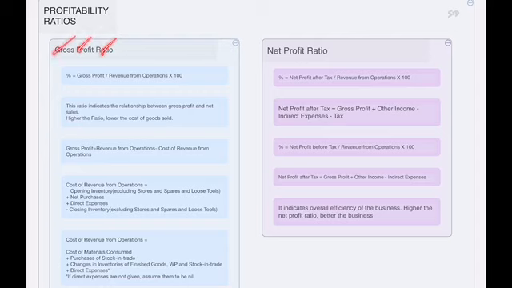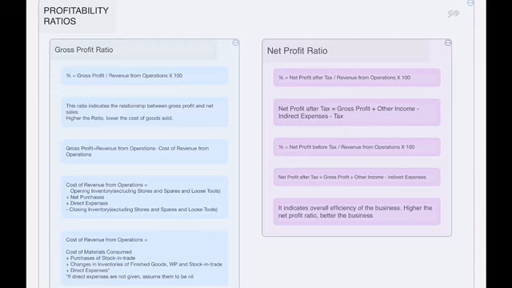Gross profit ratio considers the relationship between gross profit and revenue from operations. It is expressed in percentage terms and the formula is gross profit divided by revenue from operations. Simply, gross profit divided by net sales into 100 if it is indirectly given. This ratio indicates the relationship between the gross profit and net sales.